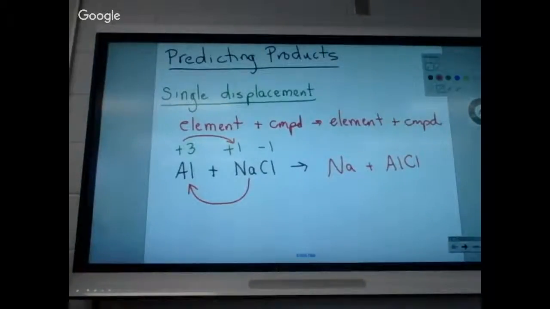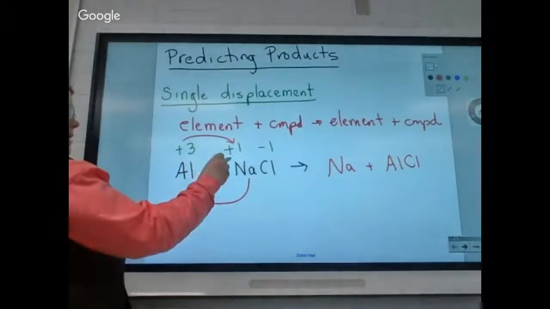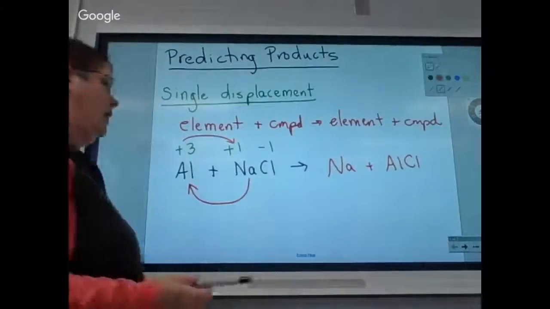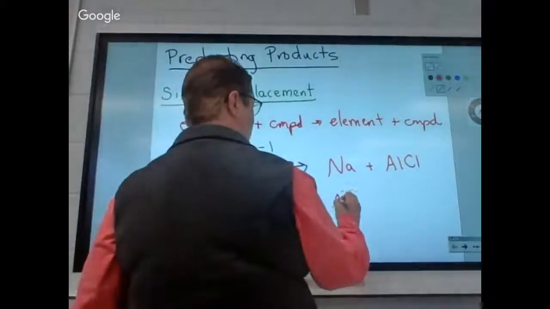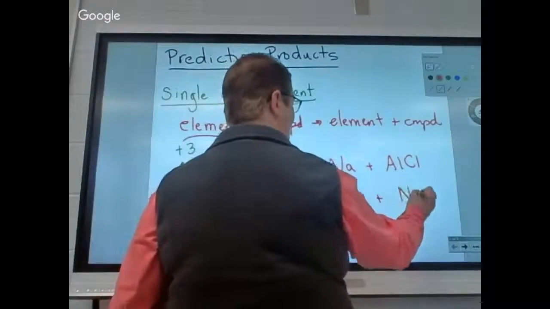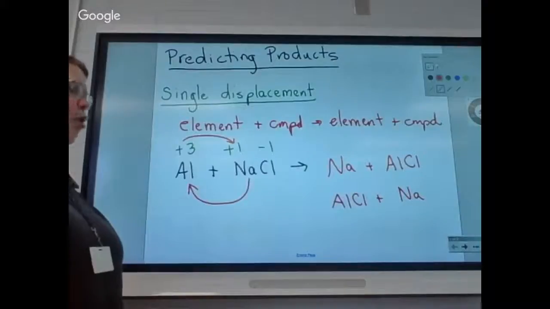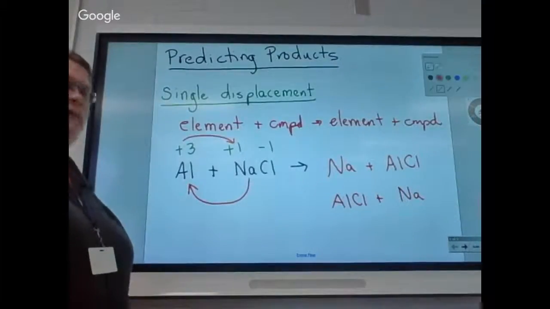Hold on. So can I write this down? You said no. Yes, you can write now. So Na is coming over here, Al is going over there. Now, if you had written it AlCl plus Na, that would be the exact same thing. It does not matter the order, as long as Na and Al have switched places.